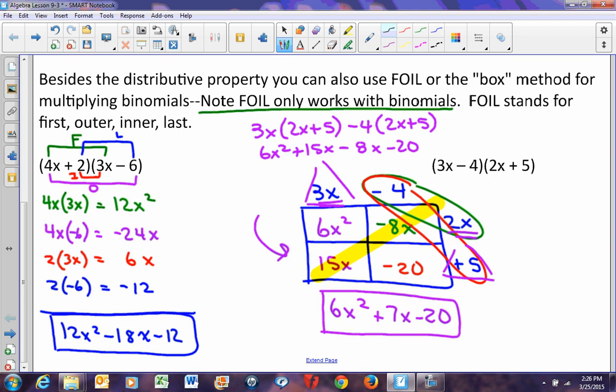So I have no preference with which method you use. You can use the box method, you can choose to use the FOIL method, or you can use the distributive method. Most likely when you see me do it, I'll use the distributive method, just because that's what I'm used to, and that's what I like, and it's very simple.